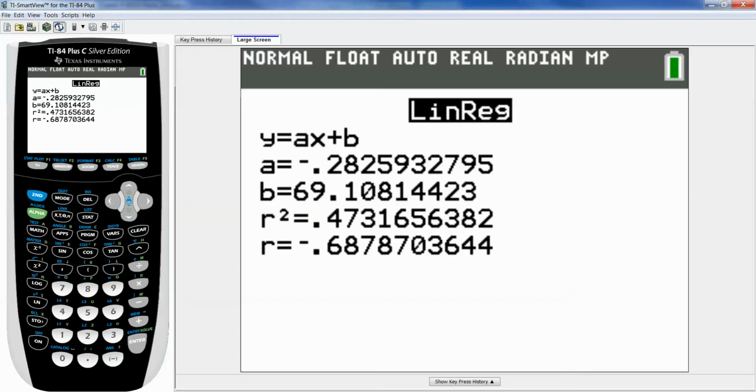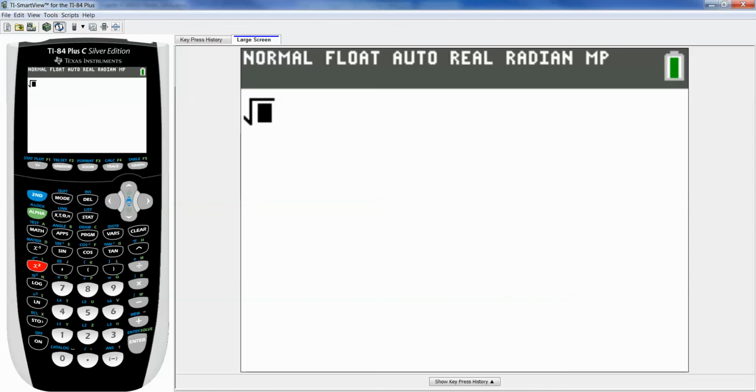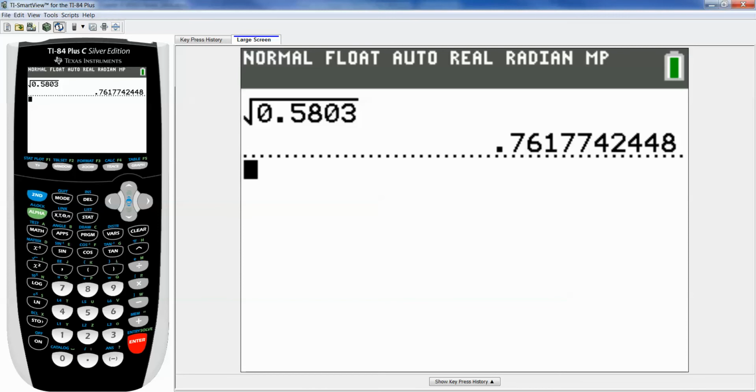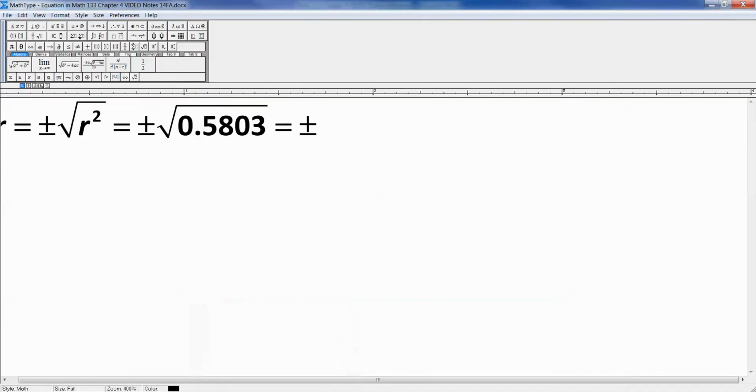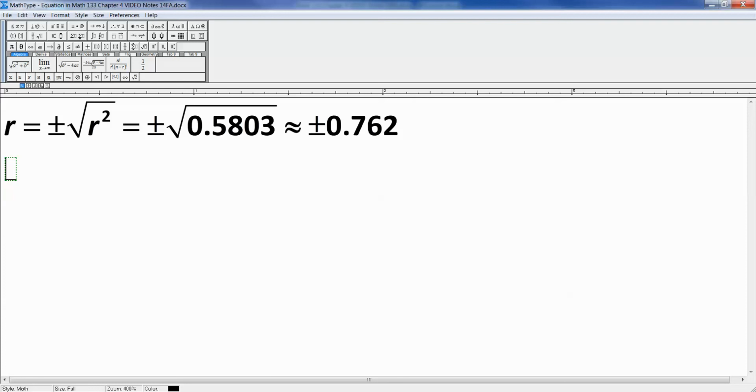So press the square root, it's above the x² button. So press second x², and then 0.5803. And I get 0.762 roughly. So I should put an approximation here, 0.762. Okay, now which one is it? You have to make a choice. It can't be both of them.